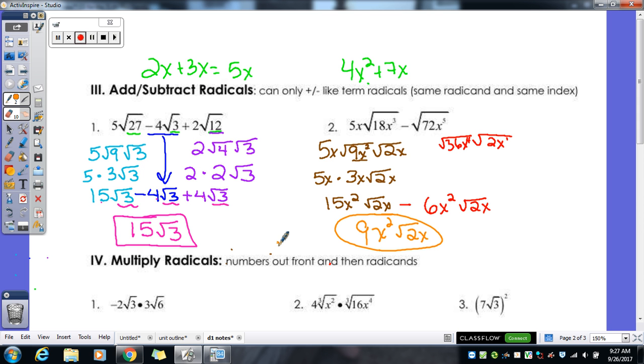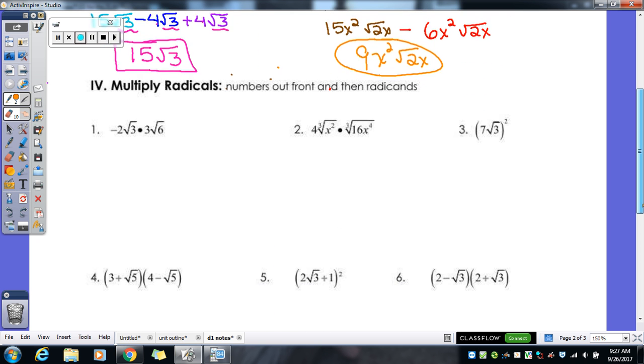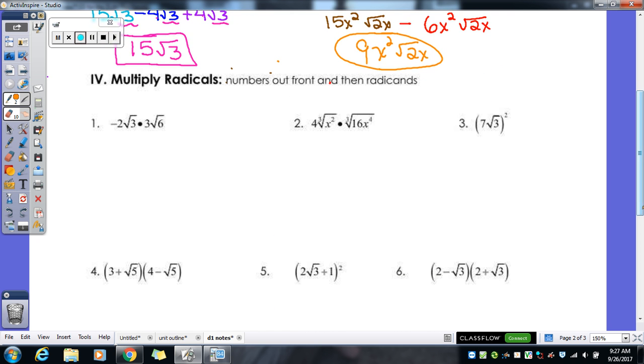So adding and subtracting, you have to have the same numbers under the radicands. Multiplying, though, that rule doesn't apply. You don't have to have the same number under the radicands in order to multiply. So when you multiply, as I have written here, you multiply the numbers out in front, so your coefficients, you multiply those, and then you multiply your radicands underneath, and then we simplify. So our simplify is going to come at the end for your multiply.